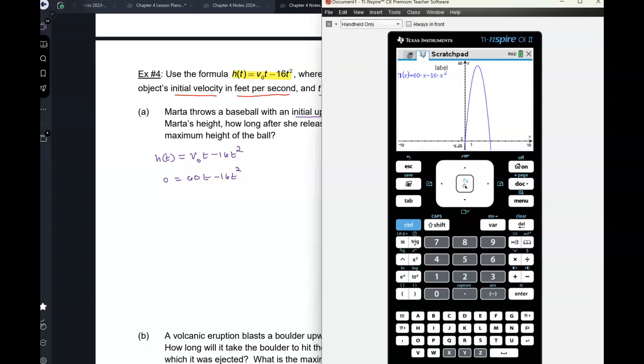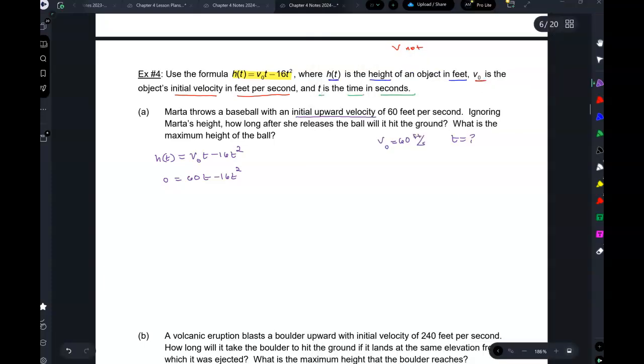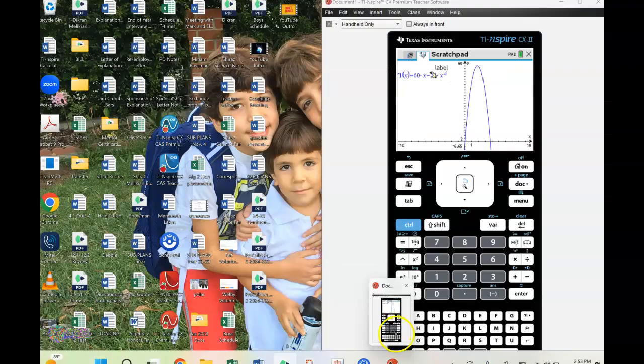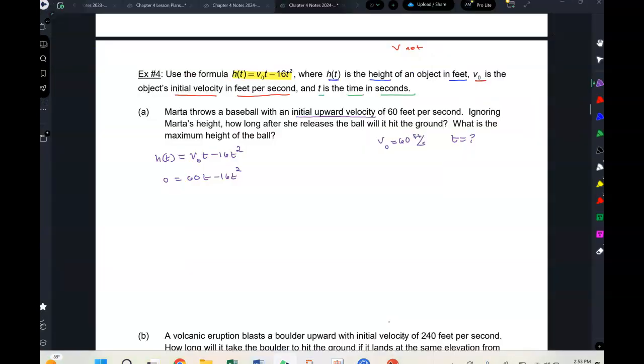So which of these points am I looking for? Yeah, so basically the question is saying, how long after she releases the ball will it hit the ground? So now when I'm on my graph, right? Now I have a graph. What do I look for on my graph to get my answer? Why the second x-intercept?